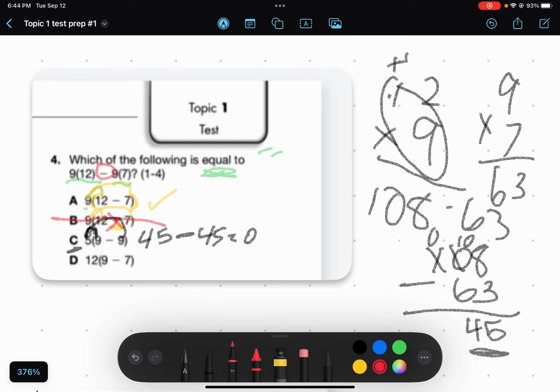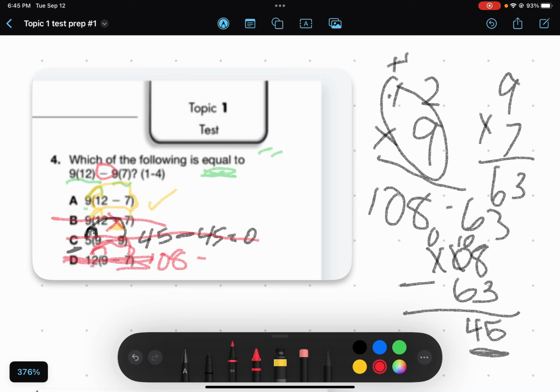So that C is not going to work. And then same here, we have 12 times 9. Let's see if this works. And then 12 times 7, which I think would be a larger number. So we know the 12 times 9 would be the same as what we just did. So that's 108. But 12 times 7, that's going to be larger than 9 times 7. So D would not work.